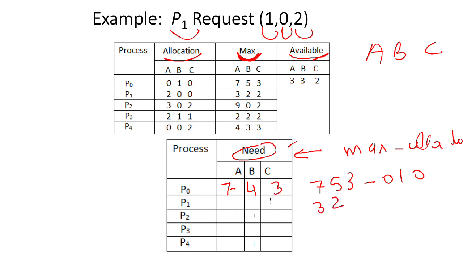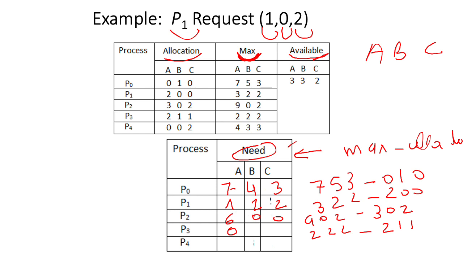It's the maximum, so 322 minus the allocation, which is 200. So P1 still needs 1, 2, 2. Same thing for P2, it's 902 minus 302. And so it's 6, 0, and 0. P3, it's the maximum 222 minus the current allocation 211.